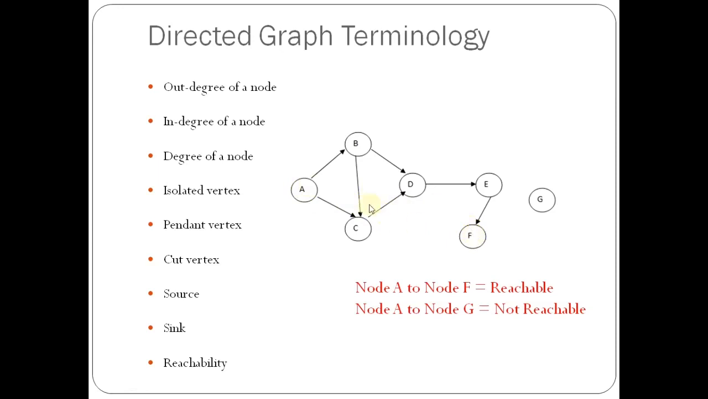Now consider a second scenario. For example, I want to start with node A and the destination node is node G. There is no path that exists between node A and node G. So we can say that node A and node G are not reachable because there exists no path from node A to node G.